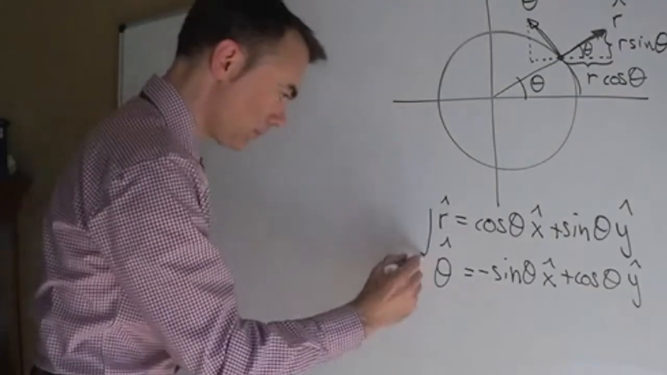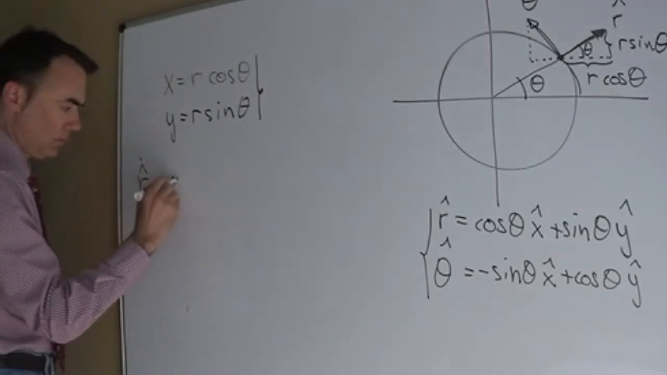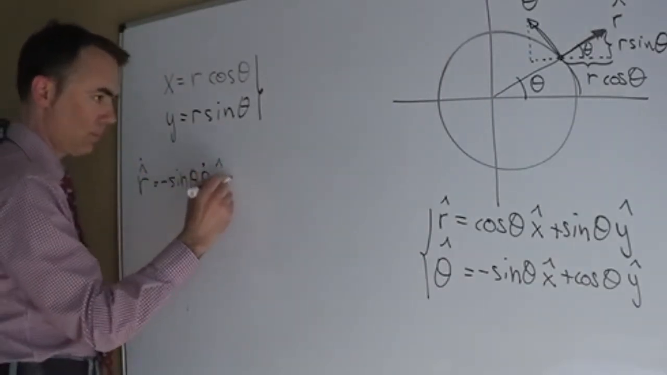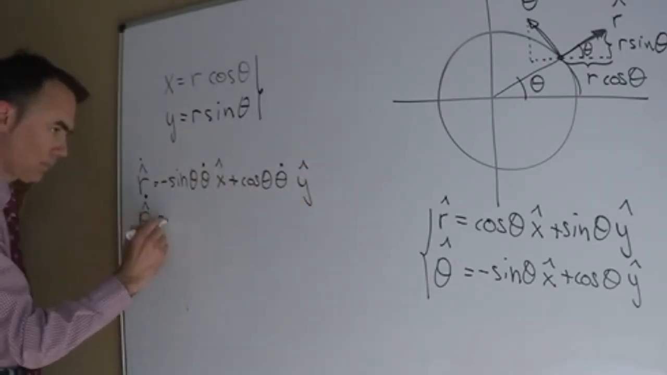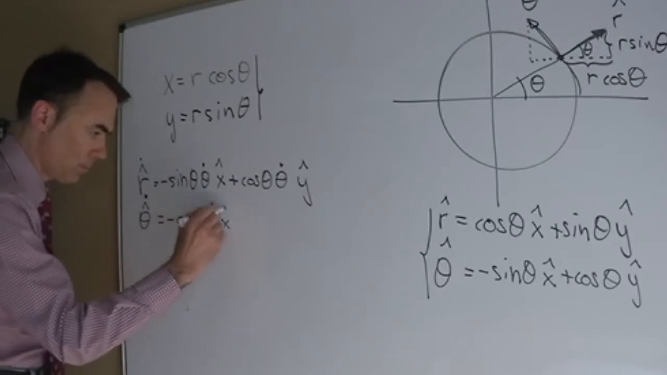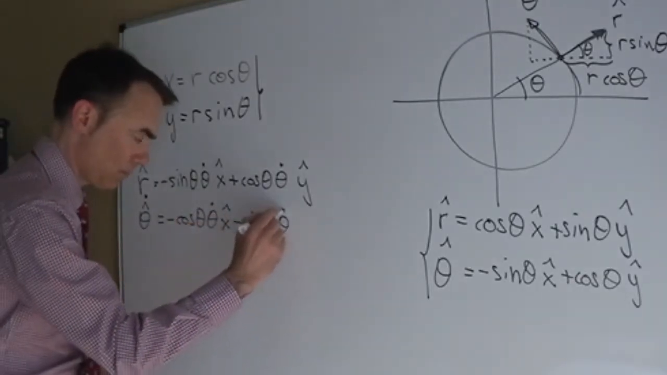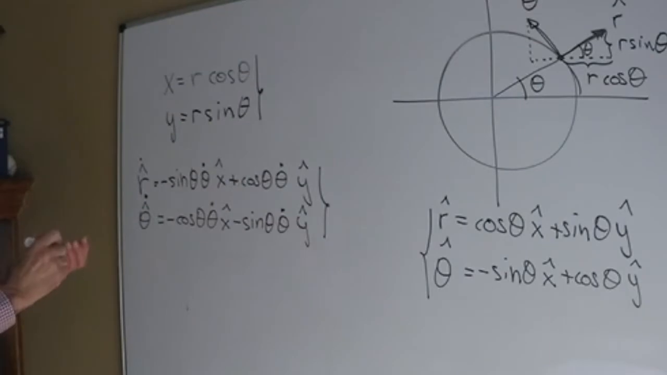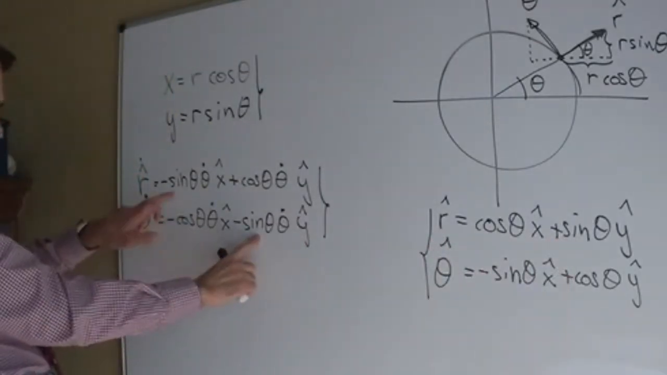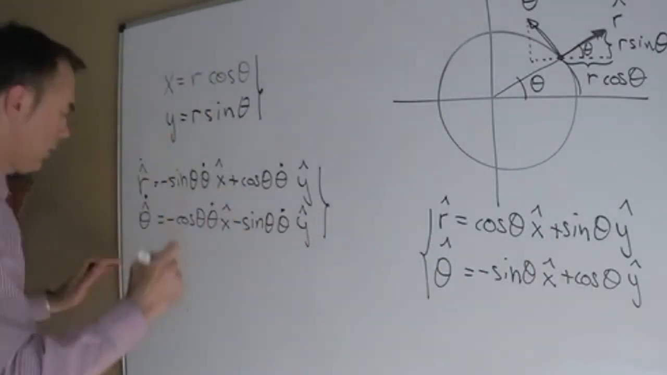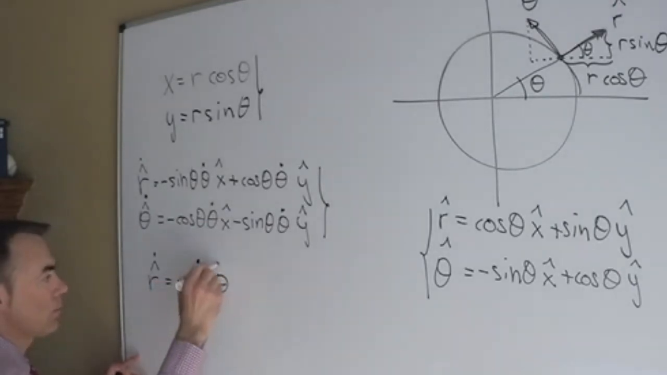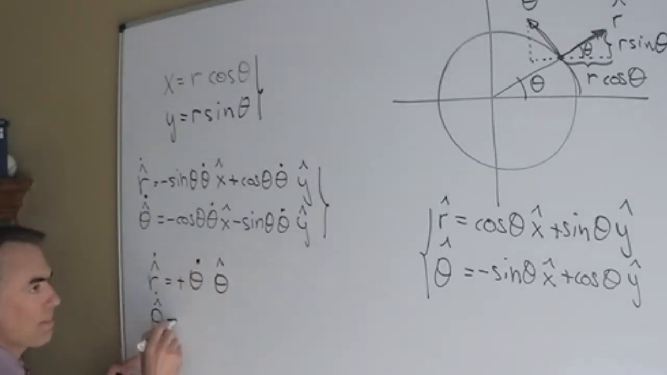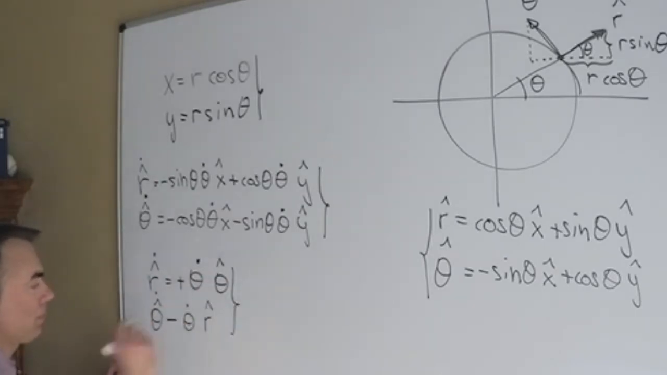Taking the time derivative of r hat and theta hat, we get r hat dot equal to minus sine of theta, theta dot x hat plus cosine of theta, theta dot y hat, and theta hat dot equal to minus cosine of theta, theta dot x hat minus sine of theta, theta dot y hat. If we compare the two equations with the definitions of r hat and theta hat in terms of x hat and y hat, we see that r hat dot is equal to theta dot theta hat, and theta hat dot is equal to minus theta dot r hat.